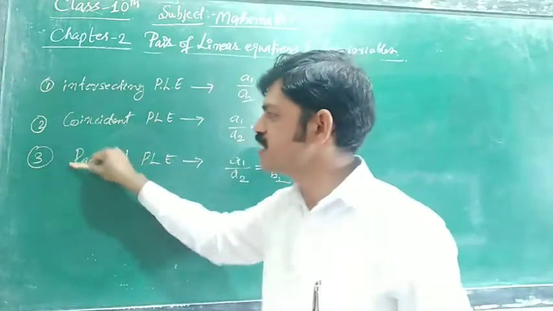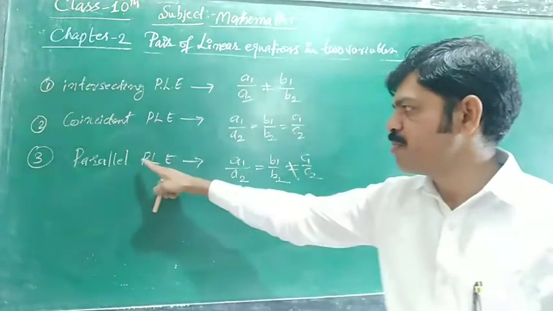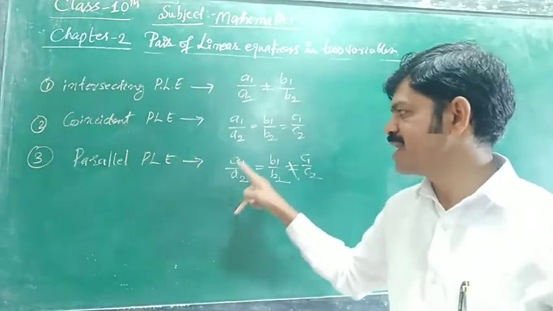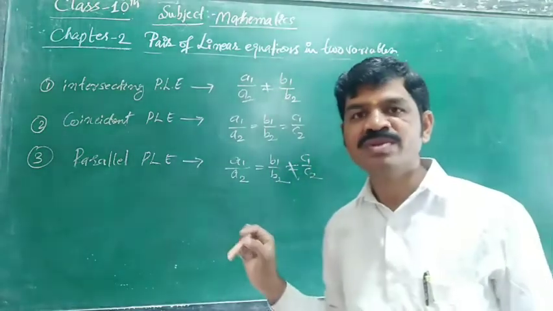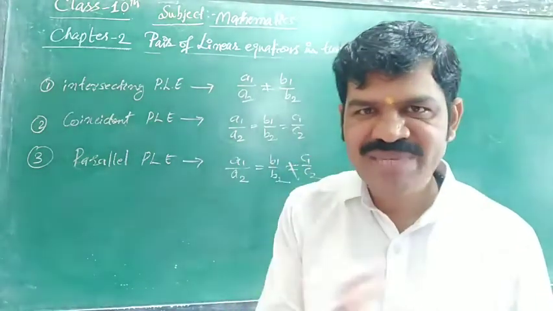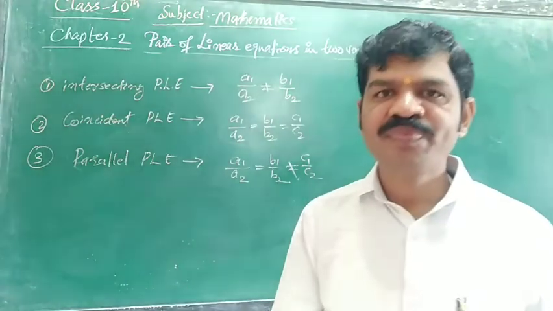If the given pair of linear equations are parallel, then A1 by A2 is equal to B1 by B2, that is not equal to C1 by C2. This is the thing you have to keep in mind to solve the problems.